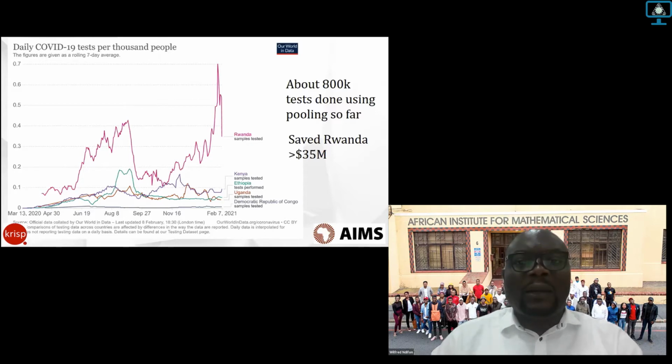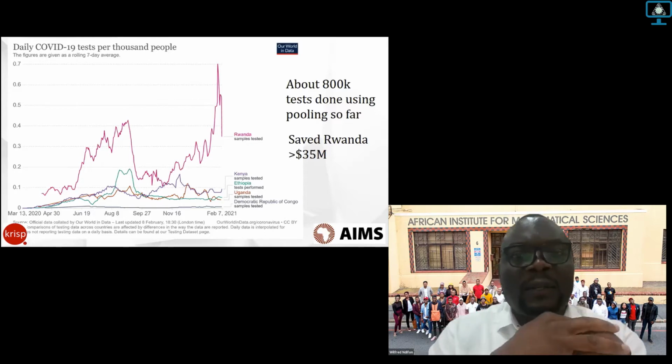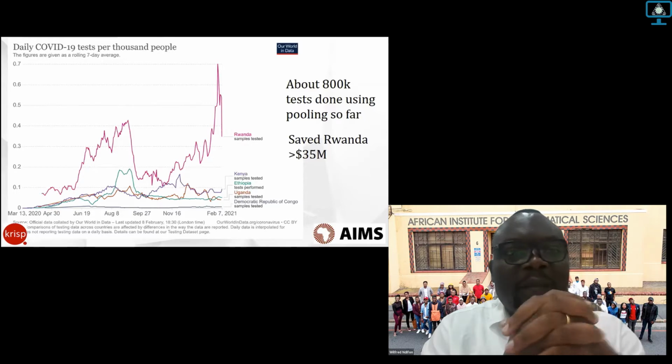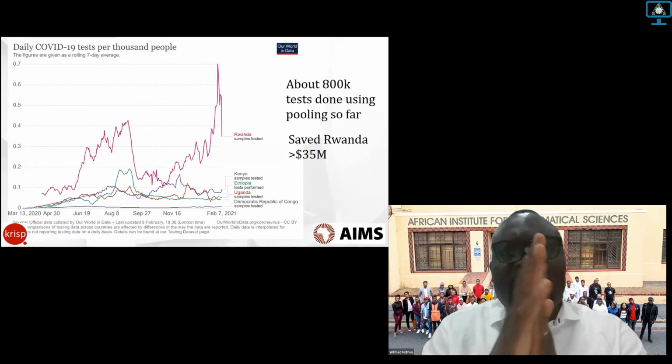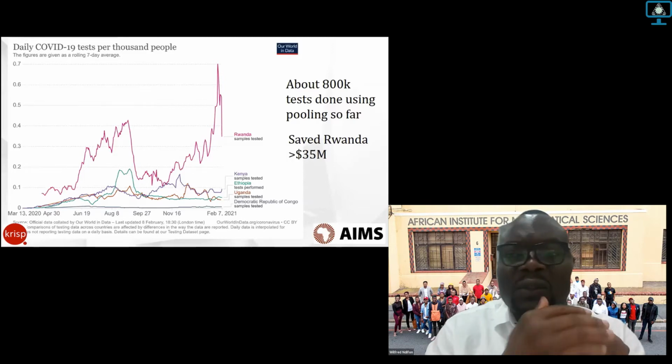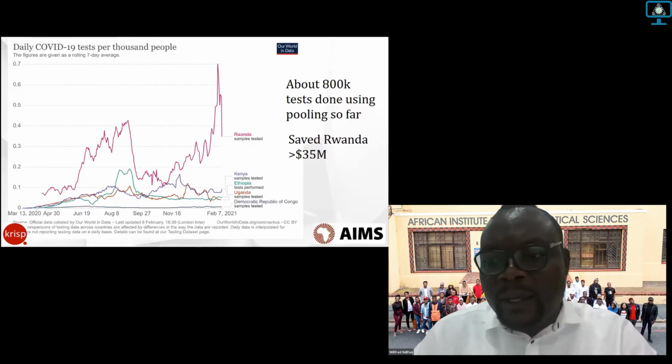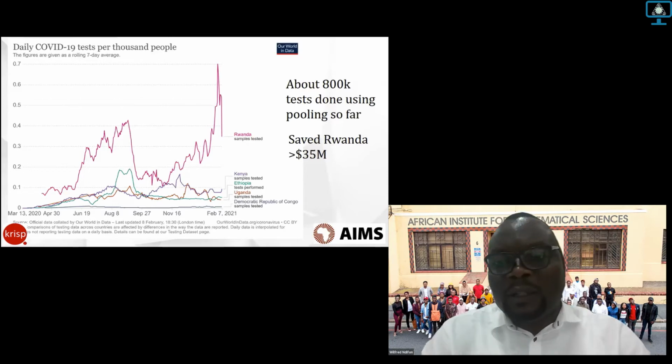And so, so far about 800,000 tests have been done using pooling, and it has saved the country, based on an estimate made by an economist, more than $35 million. Now, Rwanda is a small country, a resource-constrained country, and also with very low levels of corruption. So $35 million can go a long way towards providing services needed by the population.